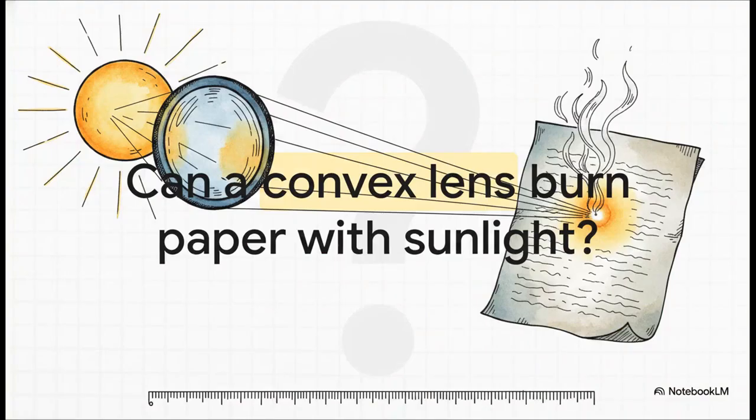Let's wrap things up with a final thought experiment applying everything we've covered today. Knowing what you know now, can you use a convex lens to burn a piece of paper using just the light from the sun? And more importantly, considering the sun is effectively at an infinite distance, producing completely parallel light rays, exactly where would you place the paper to harness that energy? I'm going to let you ponder that focal point.